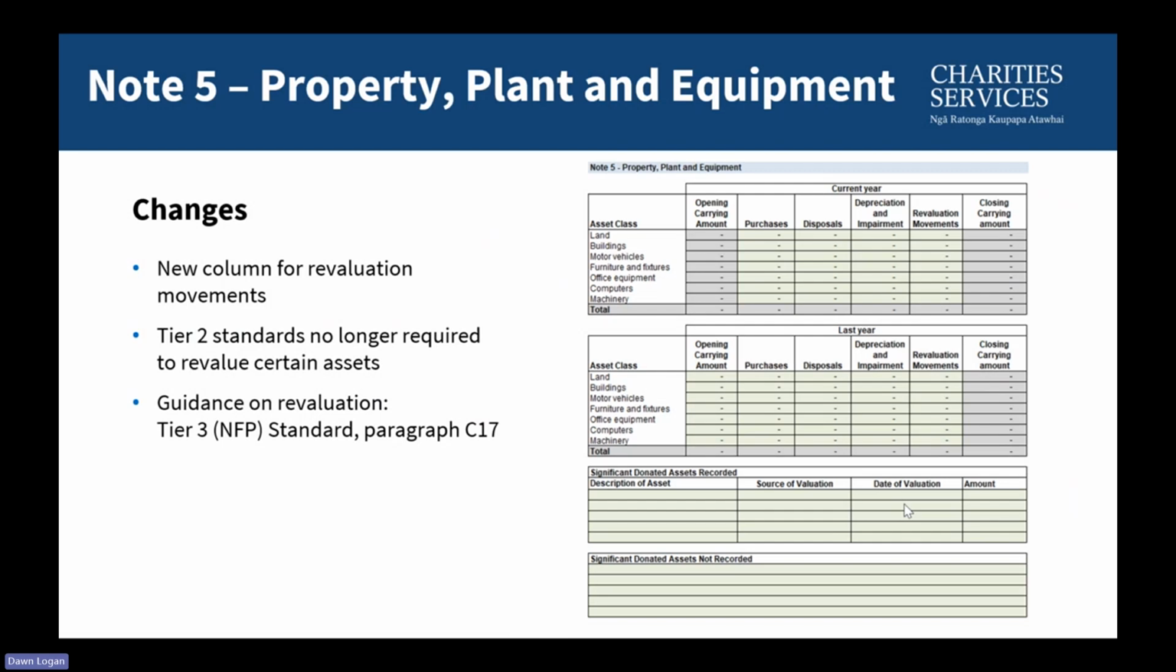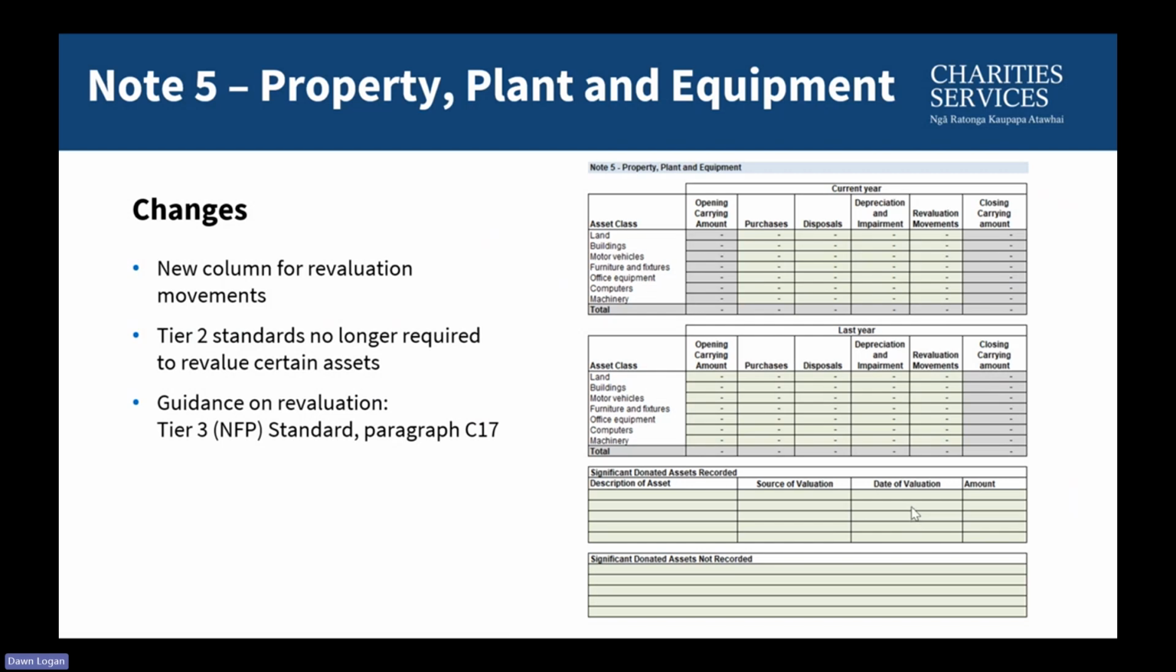Group 2 are charities who previously elected to revalue assets by applying the applicable Tier 2 standards. This group can either continue applying the requirements in the applicable Tier 2 standards to the revalued assets, or cease using the Tier 2 standards and instead apply the revaluation requirements in this standard, the Tier 3 not-for-profit standard. This will also be a change in accounting policy and must be disclosed in the notes.